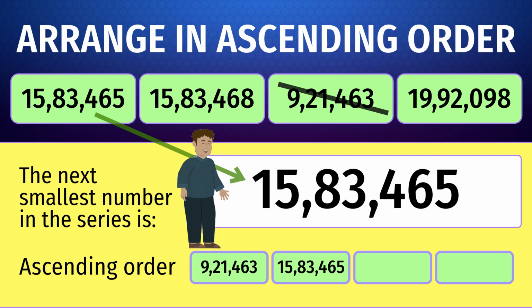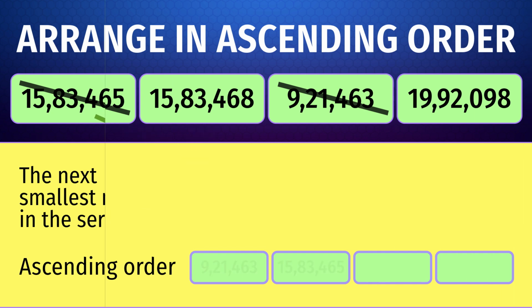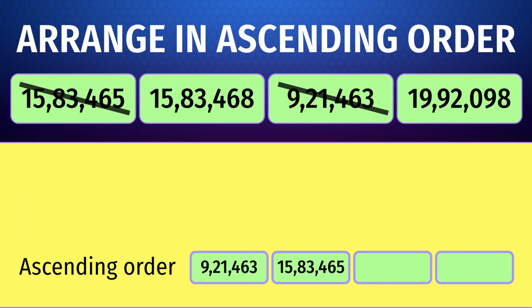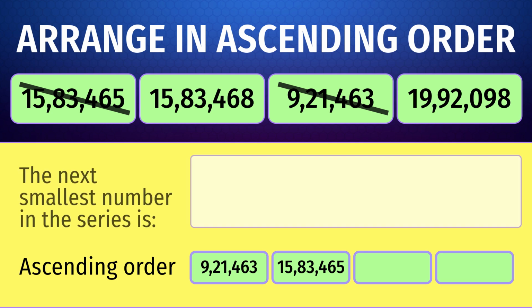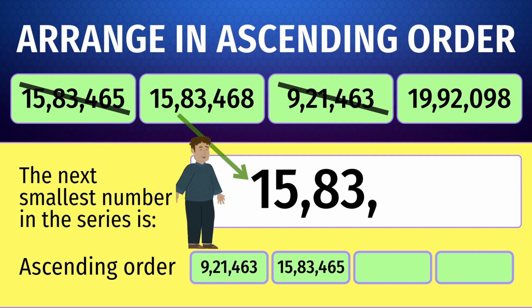Write this down as the next number in our ascending order. Cross it out so we can compare the remaining numbers. Now, we have only two numbers to compare: 15 lakhs number and a 19 lakhs number. Clearly, 15 lakhs number is smaller.